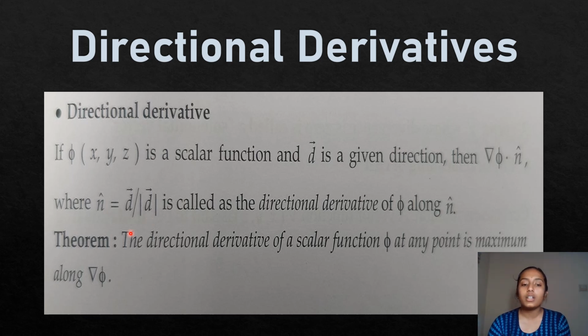There is also an important theorem that revolves around the derivative of a scalar function. So we'll look into the theorem once. The directional derivative of a scalar function phi at any point is maximum along grad phi. So the statement clearly states that if we are trying to calculate the maximum of the directional derivative value of the given scalar function, it is always going to be along the direction of grad phi.